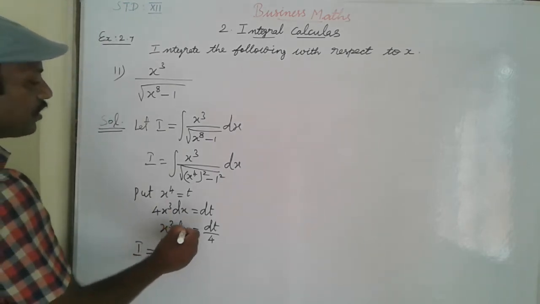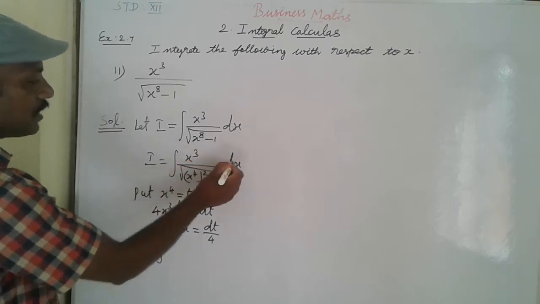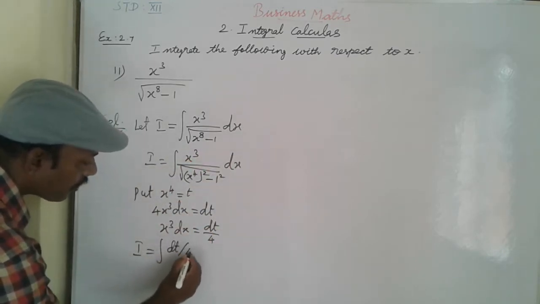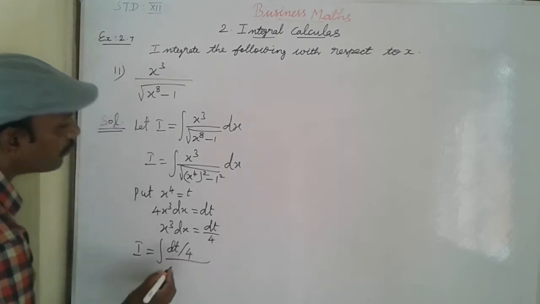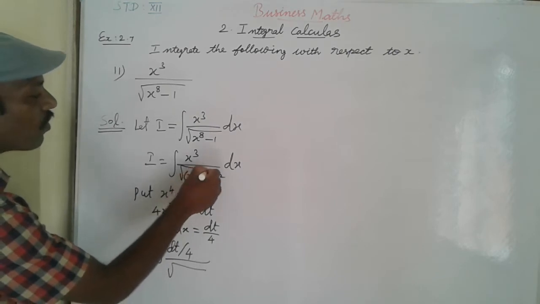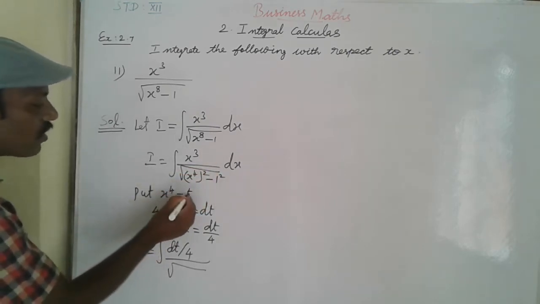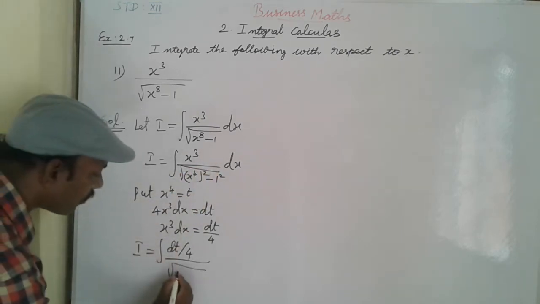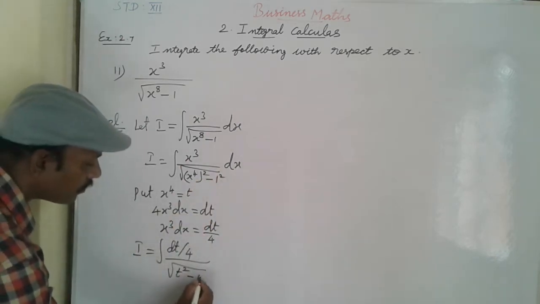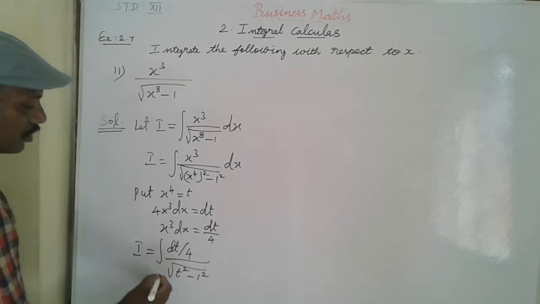We know that x cube into dx is what? x cube into dx is dt divided by 4. So dt divided by 4 whole divided by root of x power 4 whole square. We know that x power 4 is what? t. So t square minus 1 square. So we should write this.